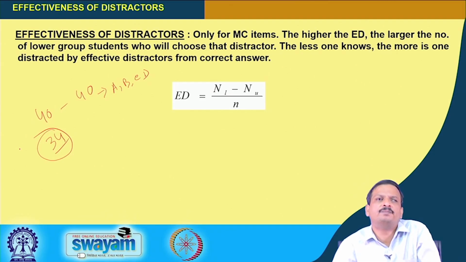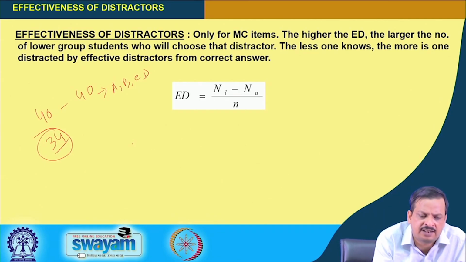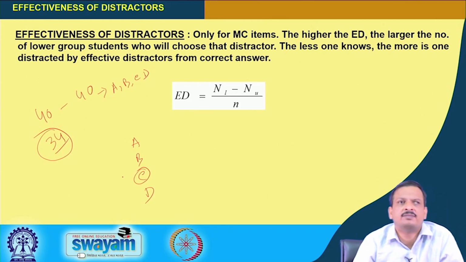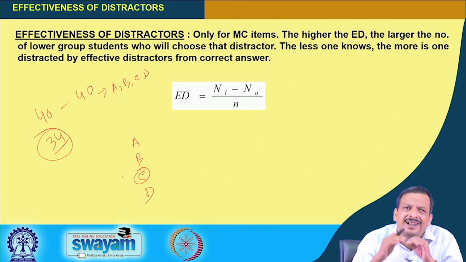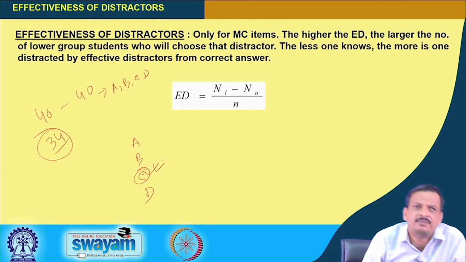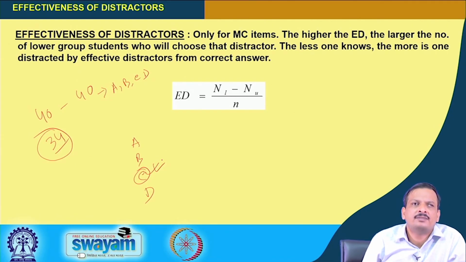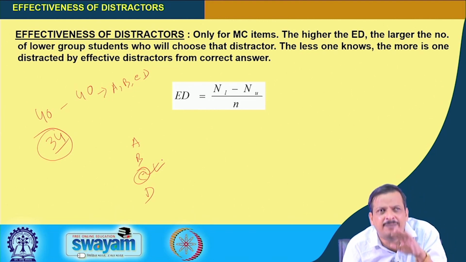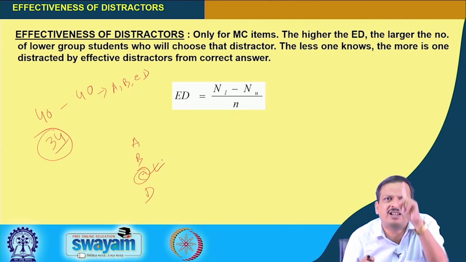How do you calculate? There is a fourth choice: A, B, C, D. Let us say choice C is the correct one. So, what is the possibility that I have chosen the correct option C? For every 3 times I give a wrong answer, 1 time I will succeed.